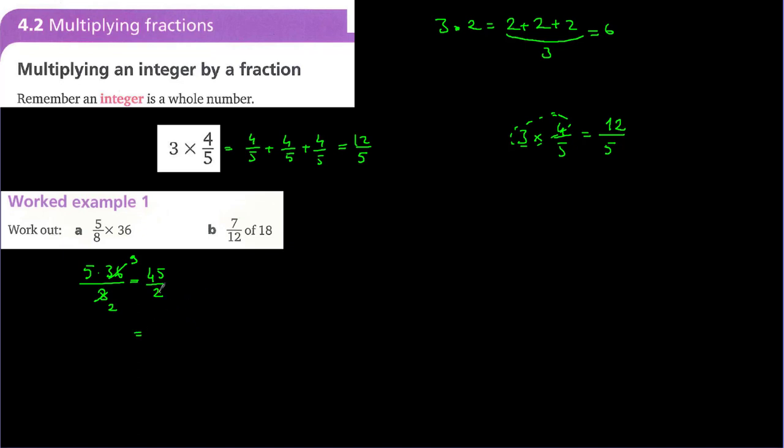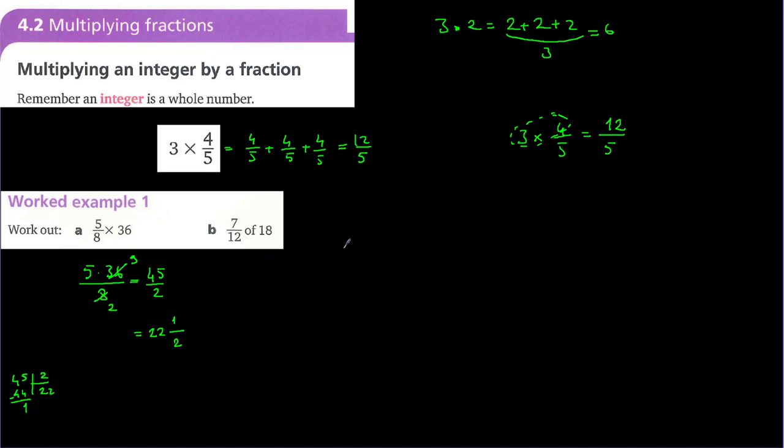And if you want to continue one more step, 45 divided by 2, which is equal to, I think this is going to be 22, 22 times 2 is equal to 44. Then the remainder is 1, so 22 and 1 over 2. If you want to write this as a decimal, that's going to be 0.5, so 22.5 is the answer.